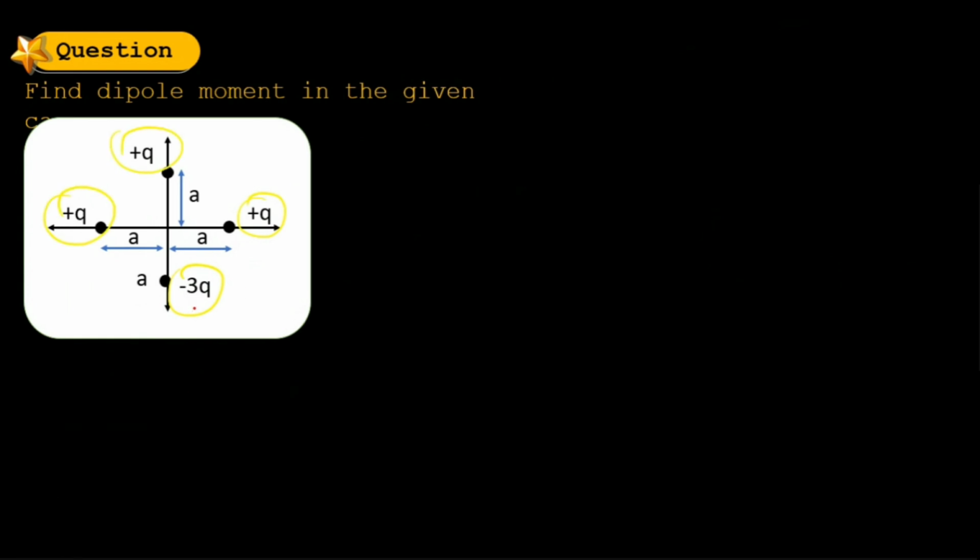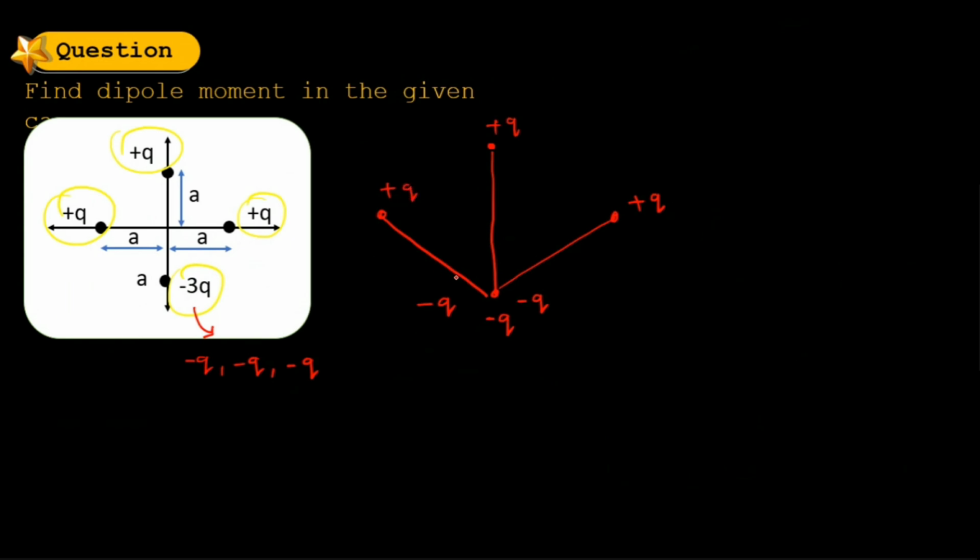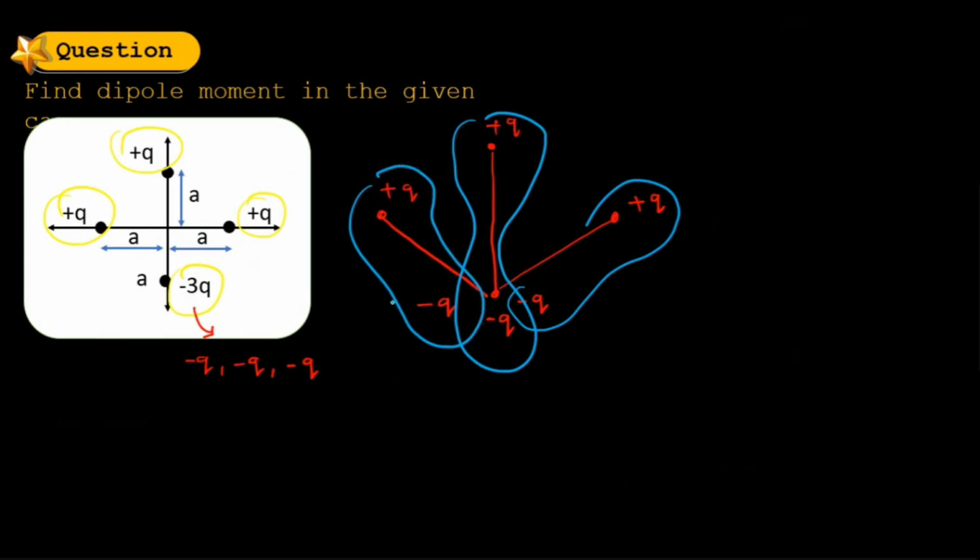We can consider this negative 3q charge in three parts: negative q, negative q, and negative q. If we do that and try to get the directions of the dipole moments because of this particular configuration, we'll see this is plus q, this is minus q. Now again, this is plus q, this is minus q. Again, this is minus q, this is plus q. Whenever you have different charges, you have to first of all form the dipoles, like how the dipole is being created there. So here we can see now, this is one dipole, this is another dipole, and this is another dipole.